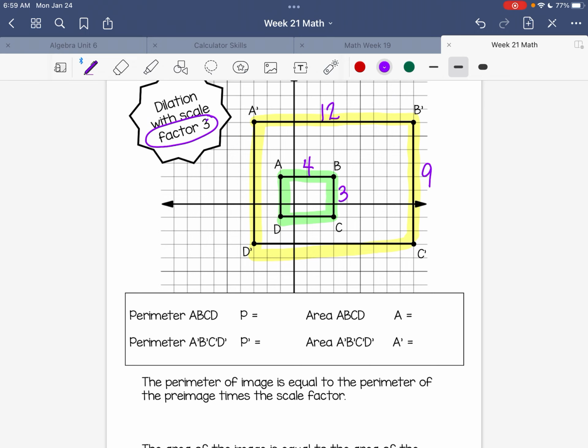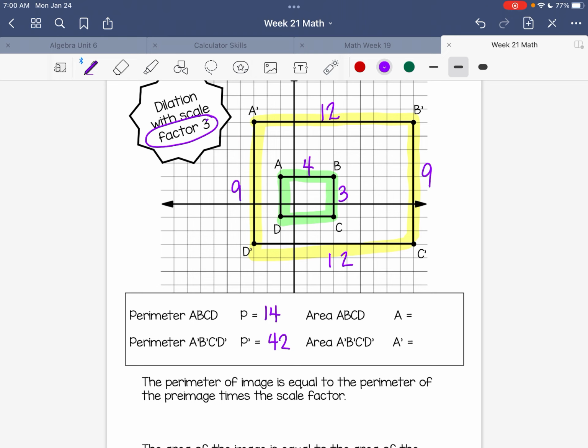Well, the perimeter of the original is 14. When you add 4 plus 4 plus 3 plus 3, you get 14. The perimeter of the dilation, the new figure, is 42. That's just adding up 12 plus 12 plus 9 plus 9 to get the perimeter.